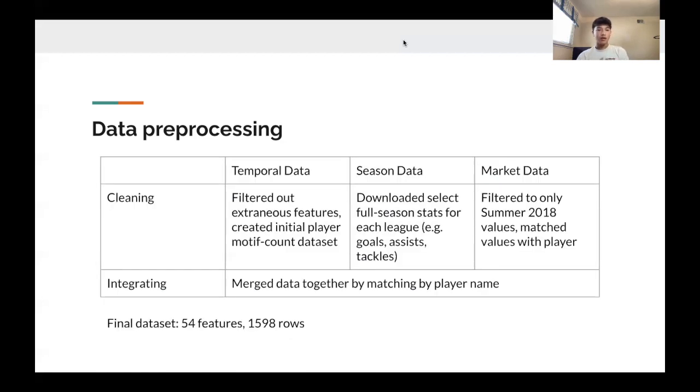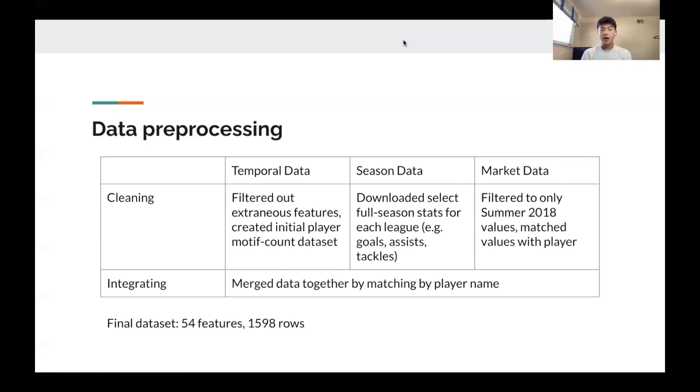And here again, going into the nuances of this, cleaning the temporal data took up the largest time because I needed to filter out the extraneous features while also using Python code to scrape the data to create the motif count data set. This ended up with a data frame with the motifs as the column titles and the player names as the row indexes, with the counts of the motifs for each of the players inside.